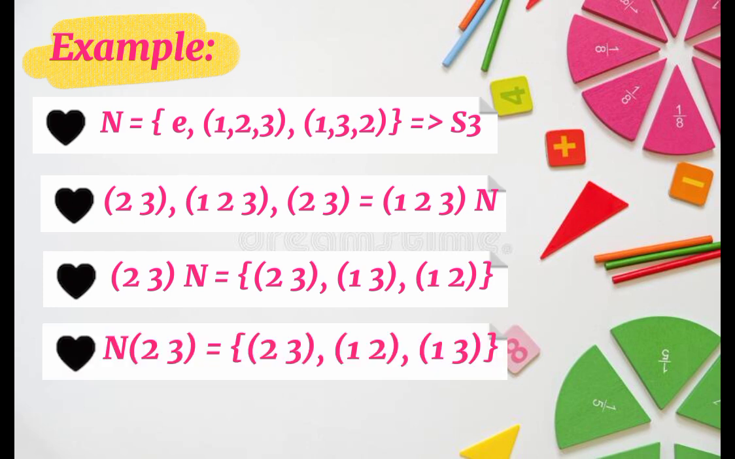Looking at the left coset first, (2 3) composed with the identity is just (2 3). (2 3) composed with (1 2 3) is (1 3). (2 3) composed with (1 3 2) is (1 2). And a similar string of calculations gives us the right coset, and you see that they are identical. And this would be the case for all left and right cosets of N. For N, since it is a normal subgroup, there is no difference between the left and the right cosets.